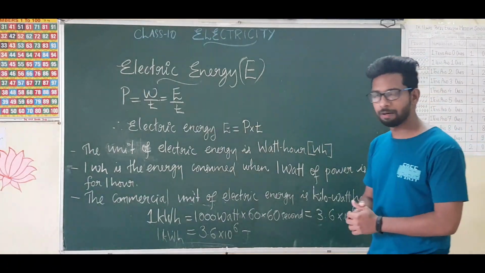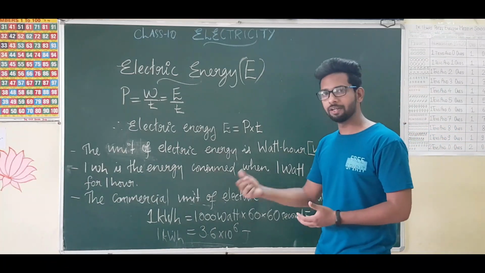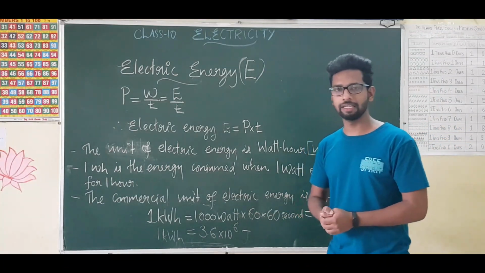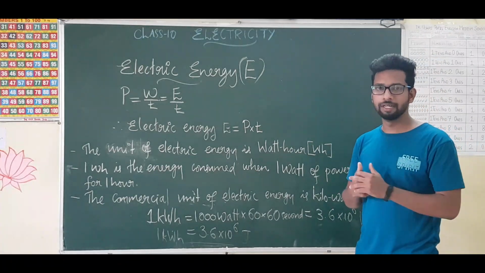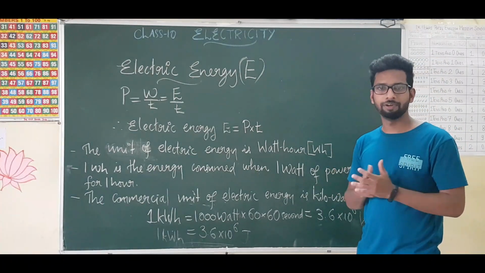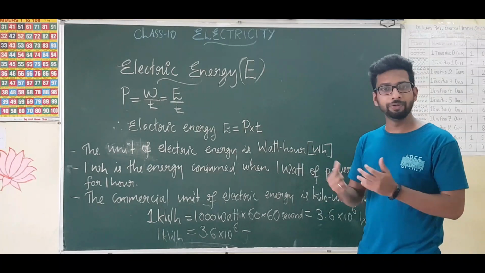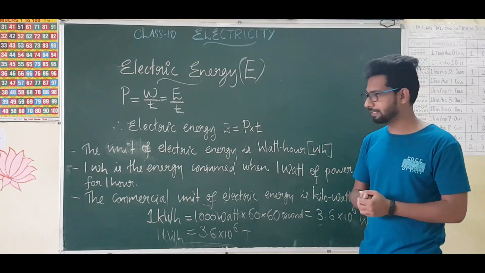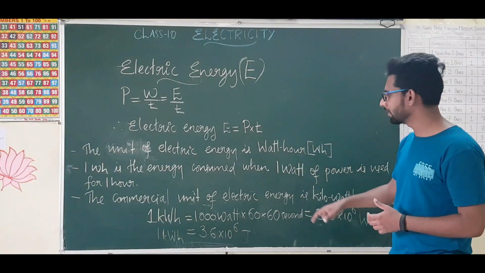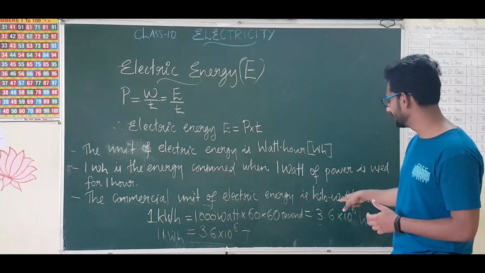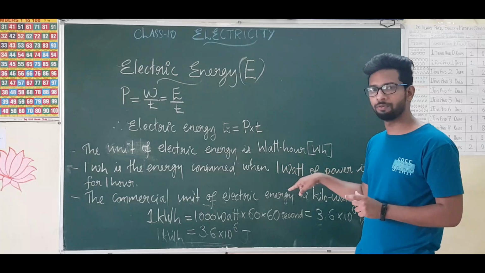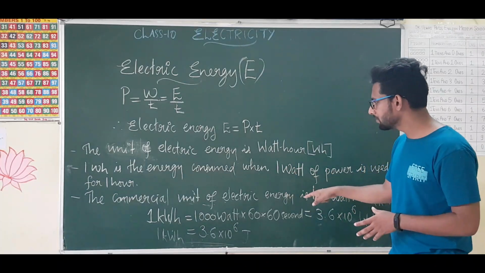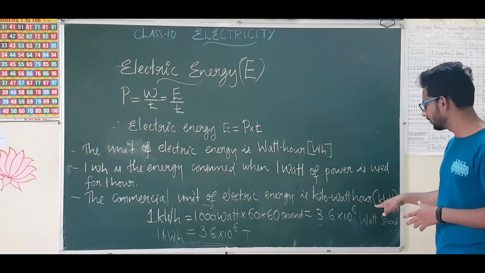But for commercial purposes, we use another unit. The commercial unit of electrical energy is kilowatt hour, because for commercial purposes we are using very large machines, so they use that much energy. So we will use another unit. The commercial unit of electric energy is kilowatt hour. 1 unit of electric energy means the kilowatt hour in our domestic purpose.